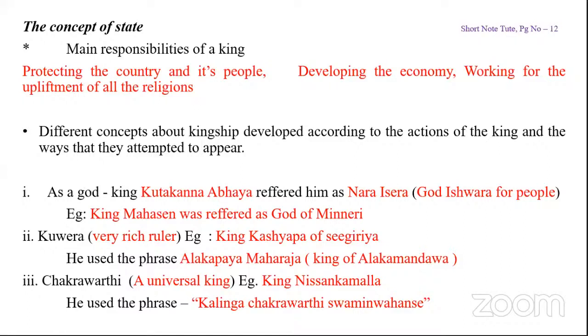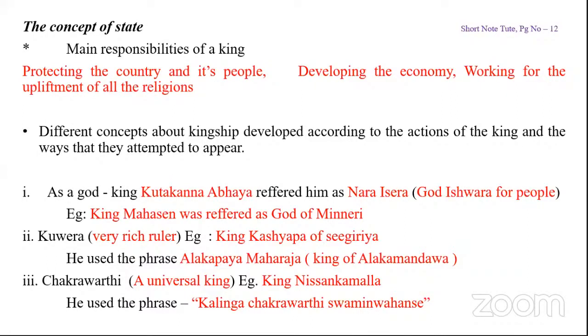Now, once again, I have given you the concepts of kingship. King Kutakanabaya referred to himself as Nara Isara, God Ishvara for people. According to Hinduism, God Ishvara was the head god. So Nara Isara in that way. King Mahasen was referred to as God of Minneriya by the people because of his services to the people. And Kuber was a very rich ruler.